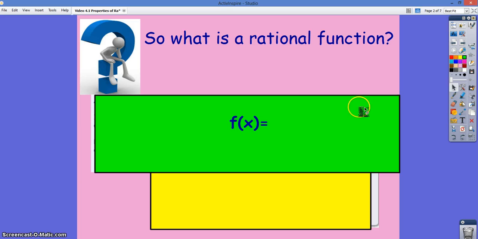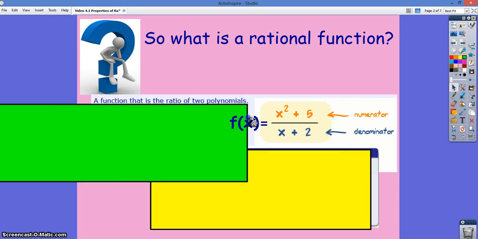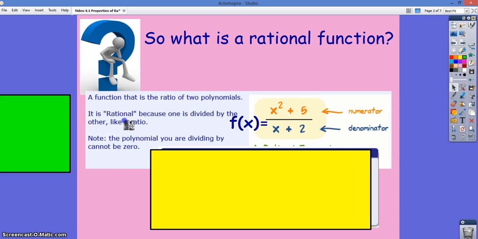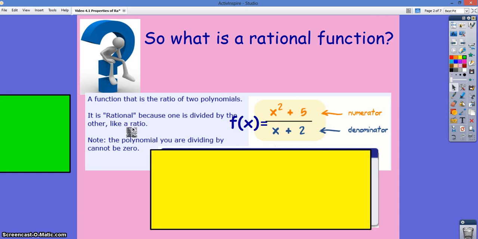So let's start by talking about what a rational function is. Hopefully this is somewhat of a review, as you should have learned this in Algebra 2. Okay, now in layman's terms, a rational function is a function that's a ratio of two polynomials. Okay, so it's any time that I'm dividing a polynomial by another polynomial. So here is an example of a rational function.